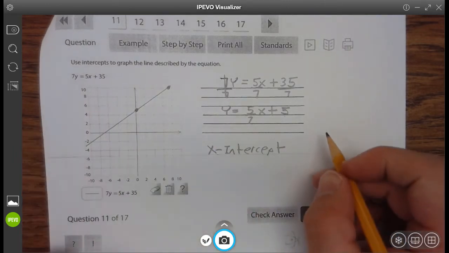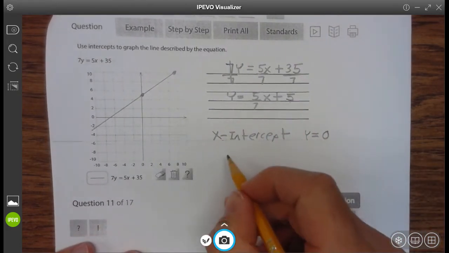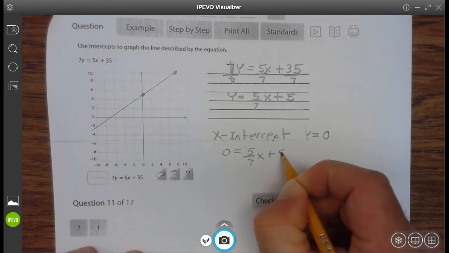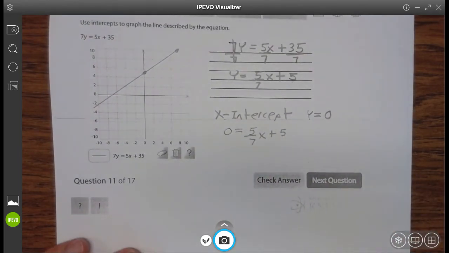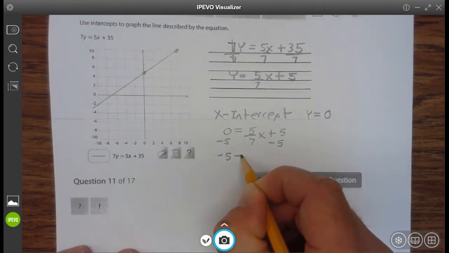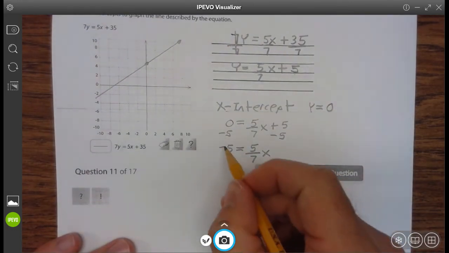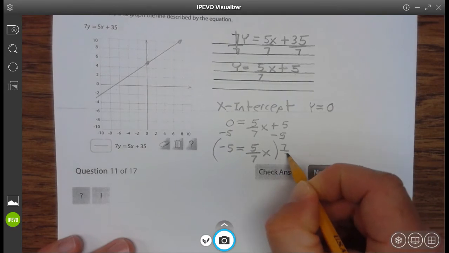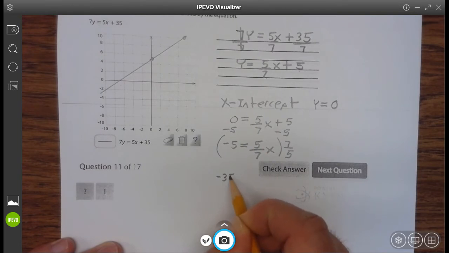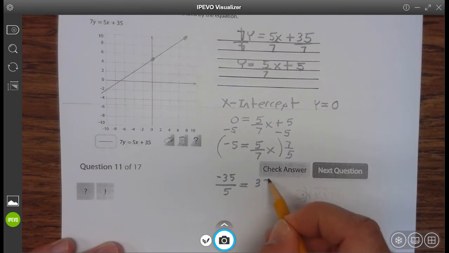To verify that, we know that our x-intercept is when y equals 0. So we're going to plug 0 in for y, so that 0 equals 5/7 x plus 5. And we're going to solve for x. We subtract 5 from both sides, so you get negative 5 equals 5/7 x. Now we need to multiply everything by 7/5. 7 times negative 5 is negative 35, divided by 5 times 7, which is 35.